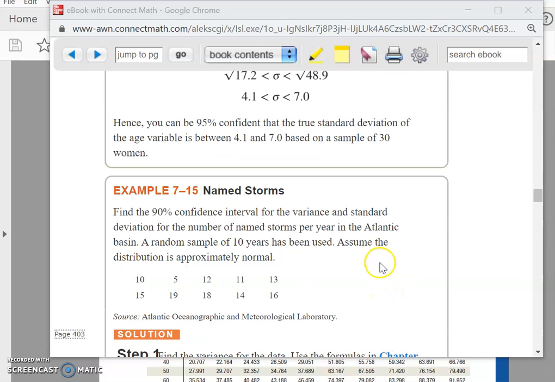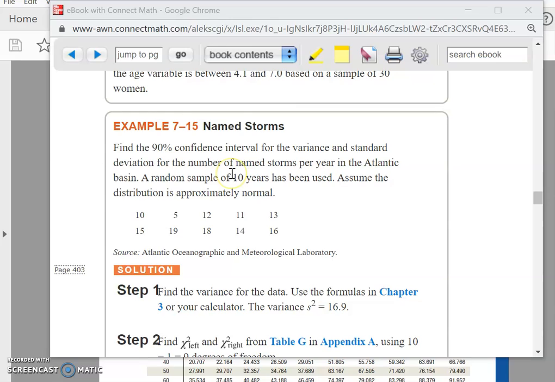Let's look at the next one, example 715. This is talking about storms. I guess there's some rule that a storm doesn't get a name unless it has a certain strength. So this is saying that 10 times in this year, 15 times in this year, 12 times in this other year, all these different years.